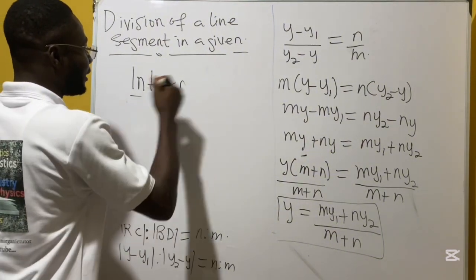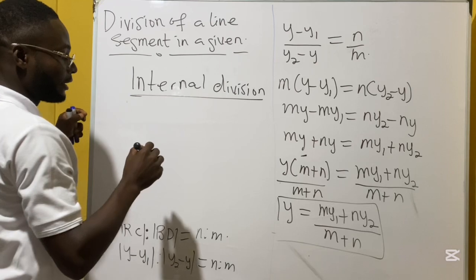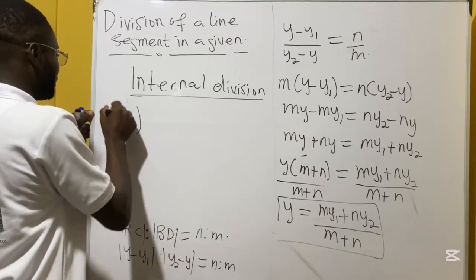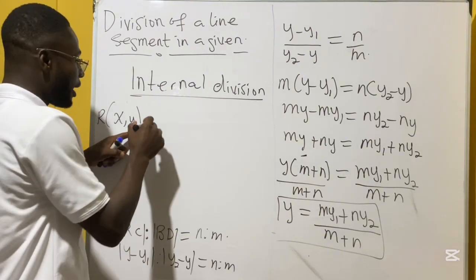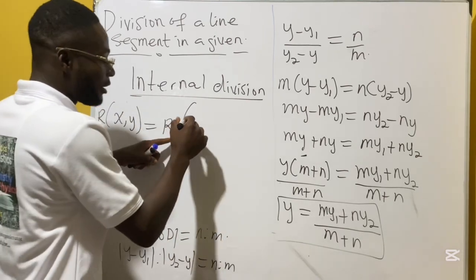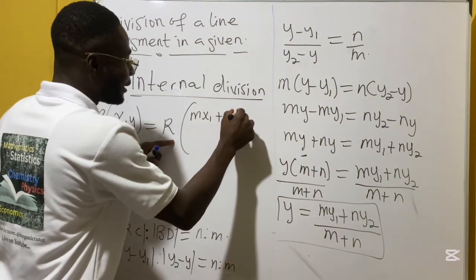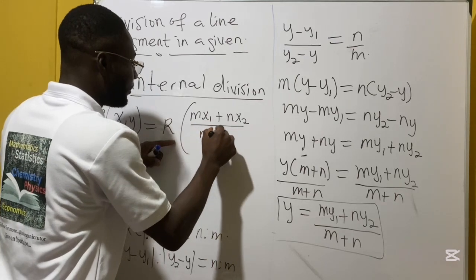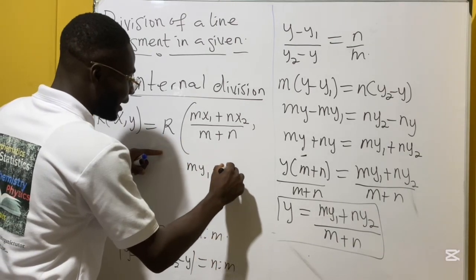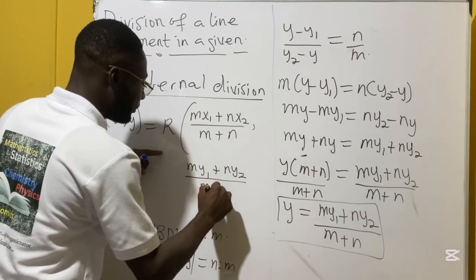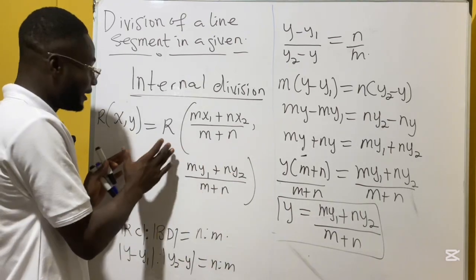So now the internal division formula is given as x comma y, that is the point R, x comma y equals R of x equals mx1 plus nx2 over m plus n, comma, the y is also my1 plus ny2 over m plus n, right? So that is it for the internal division.